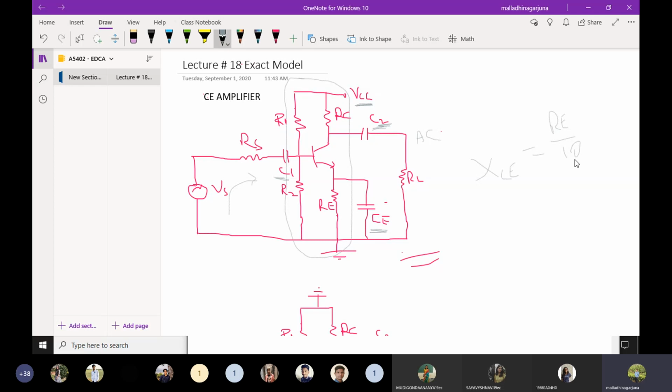So if the RE resistance is 1 kilo ohm, we choose a capacitor which offers 100 ohms. If you take a 1 kilo ohm RE resistor in the circuit diagram, we choose the CE capacitor, that is the bypass capacitor, which offers 100 ohms resistance.